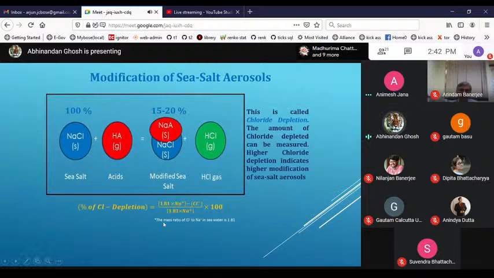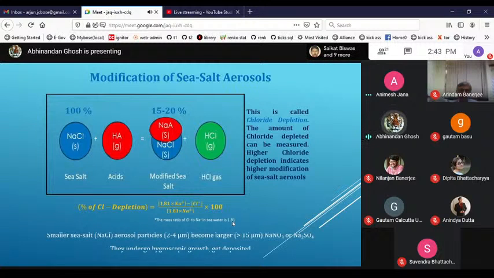The mass ratio of chloride to sodium in reference seawater is 1.81. So from the ion chromatograph we get the data of sodium, and from that we hypothetically calculate how much chloride there should be and how much chloride we actually get. From there, we calculate the amount of chloride depletion.